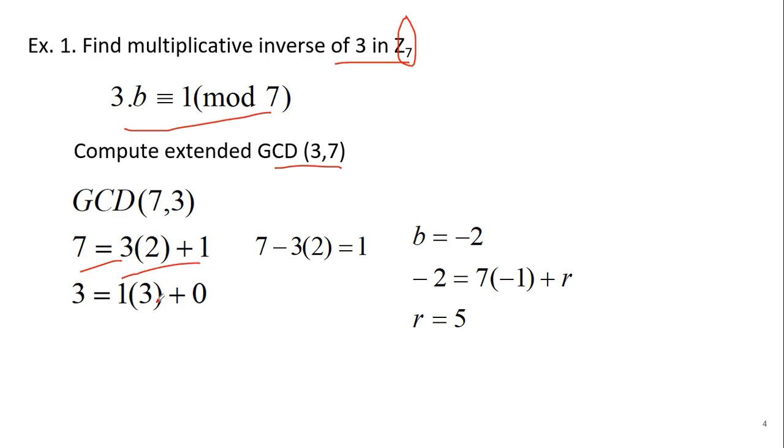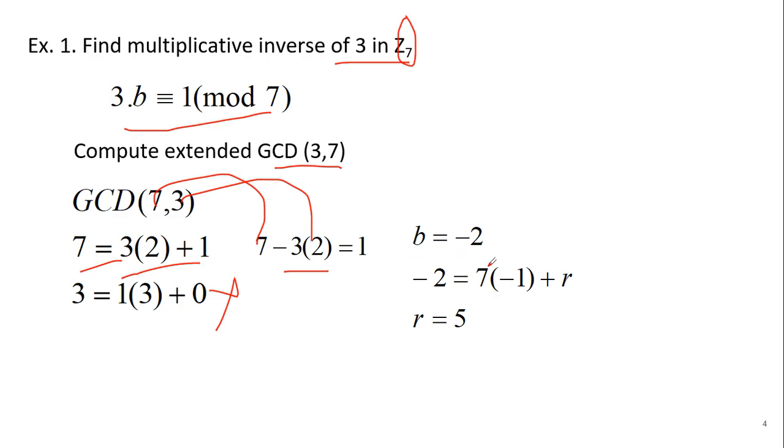3 is equal to 1 into 3 plus 0. We are not taking this equation for back substitution. So 7 minus 3 into 2 is equal to 1. Here 7, 3 and 1 are variables, while the quotients, which are always in brackets, are the coefficients. With respect to 7 the coefficient is 1, and with respect to 3 the coefficient is minus 2, but we always prefer the answer in a positive form.